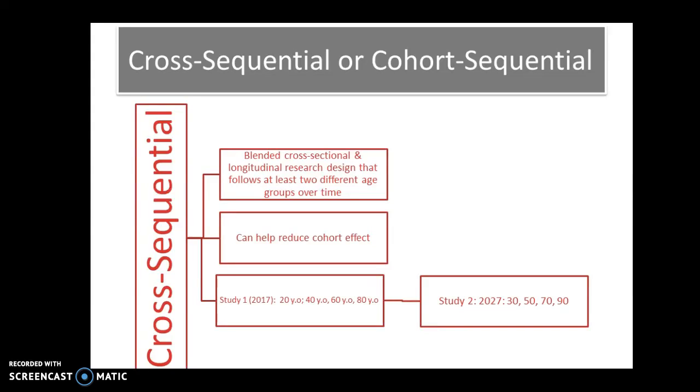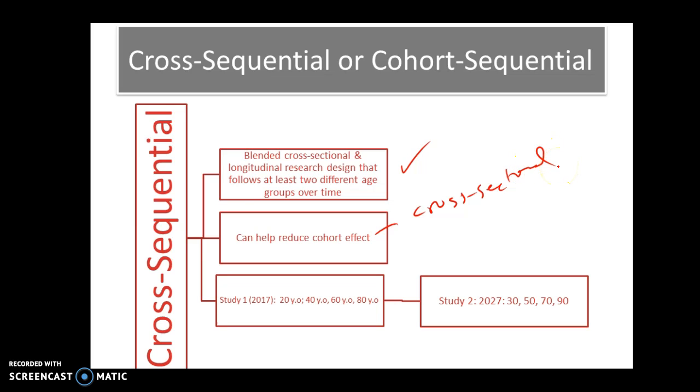Let's take a brief look at the cross-sequential or cohort-sequential research method. The first thing to notice is that it is a combination of cross-sectional and longitudinal research. You don't need to know the specifics of this, but one of the advantages is that it can help reduce the cohort effect, which is most connected to cross-sectional research.